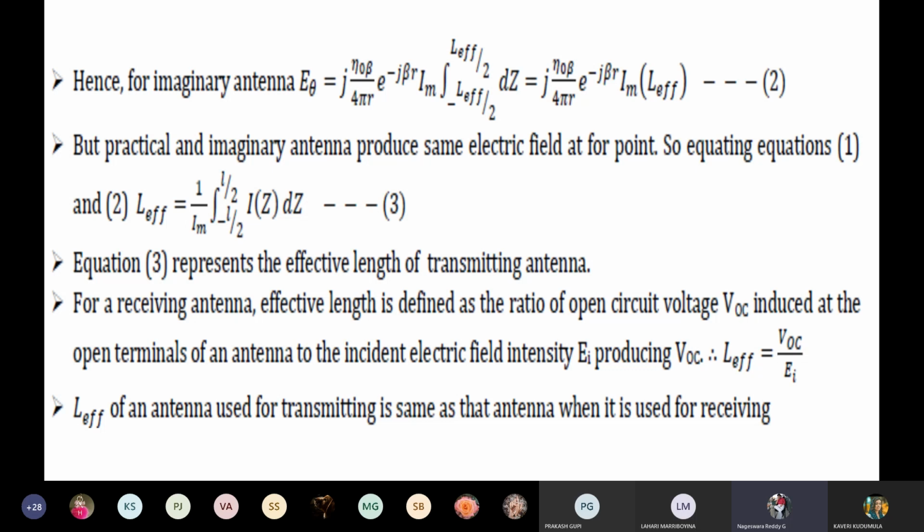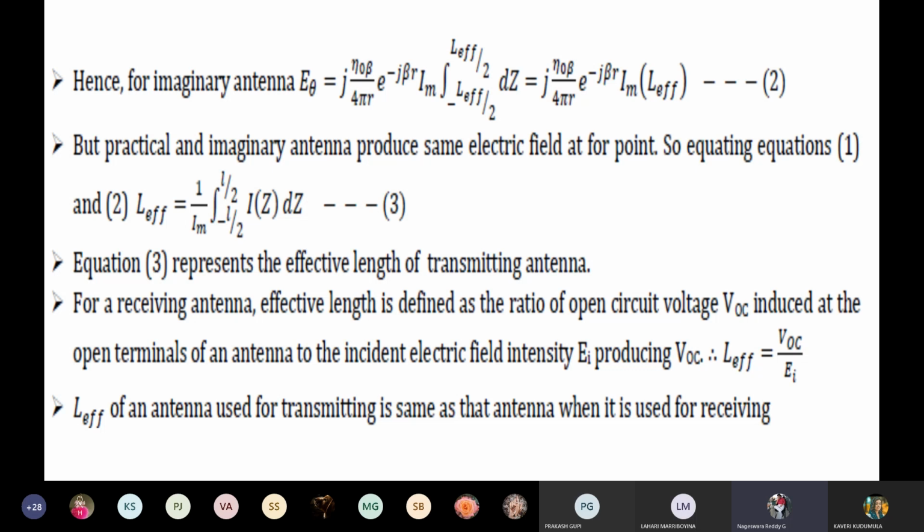For a receiving antenna, effective length is defined as the ratio of open circuit voltage. So how can you calculate the length? If there are three parameters, voltage, length and electric field, length is nothing but voltage by electric field. Same, effective length is nothing but the length of the antenna, based on the receiving voltage and transmitting voltage to that of the receiving electric field and transmitting electric field.